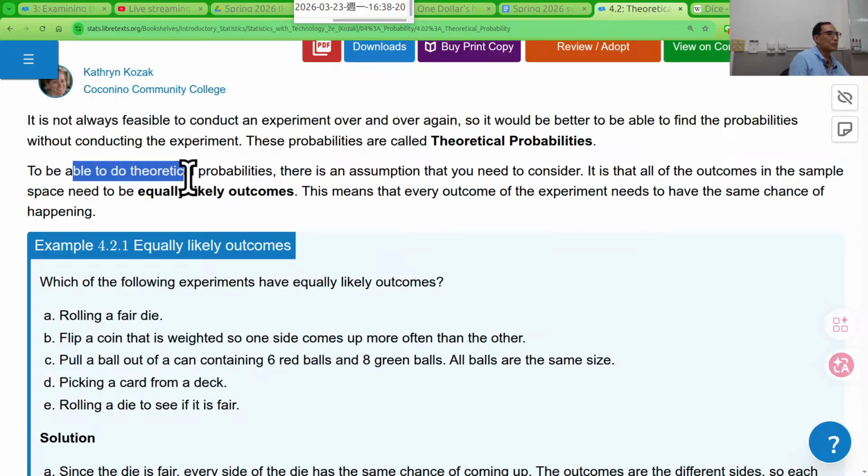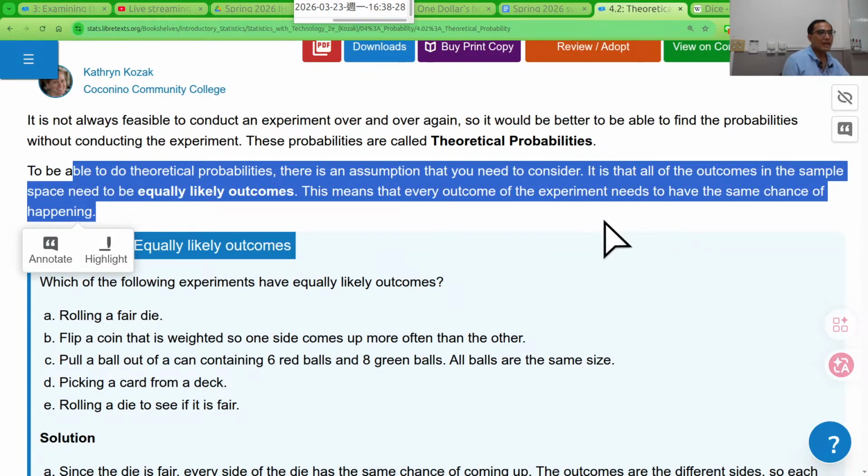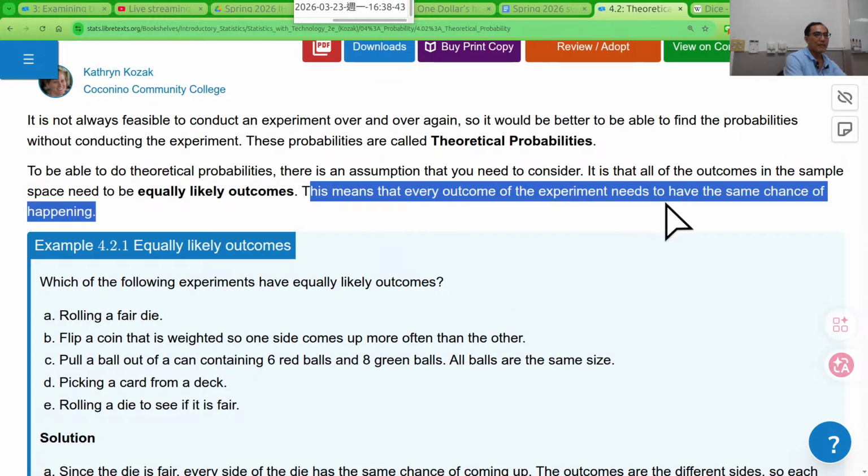To be able to do theoretical probabilities, the assumption that you need to consider is that all the outcomes in the sample space need to be equally likely outcomes. Again, equally likely outcomes. And this means every outcome of the experiment needs to have the same chance of happening.